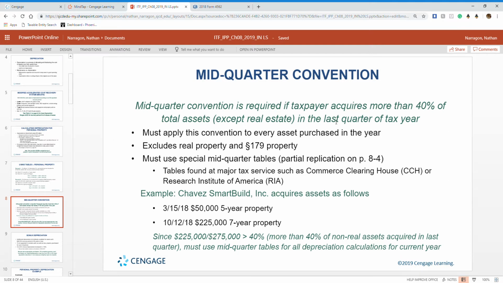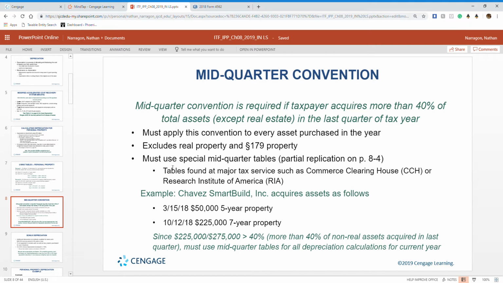And so when this happens, it's going to apply to every asset purchased in the year. And it will exclude your real property and section 179 property, which we're going to get into in a little bit. So this is what that double S stacked on each other means. It basically means section, like what section in the IRS code. So the IRC, Internal Revenue Code.